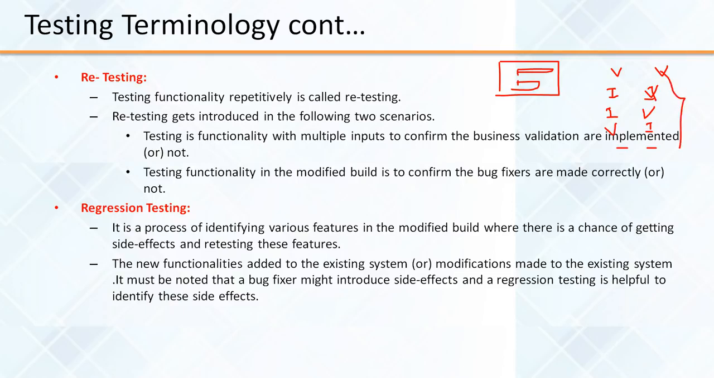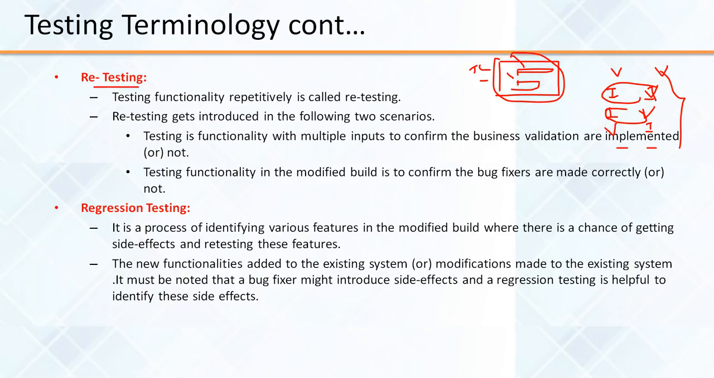So we have only one test case: entering the username, entering the password, and clicking on the OK button. But the inputs are different. We are testing the same thing again and again, but using different kinds of inputs. So this is basically called retesting: executing the same test case again and again using multiple inputs.